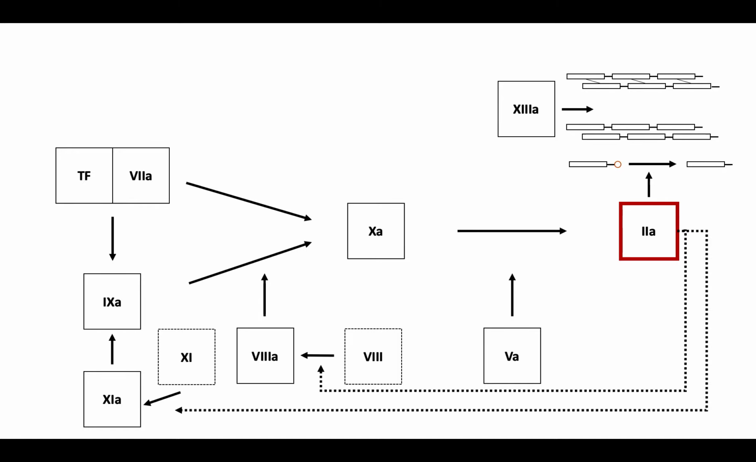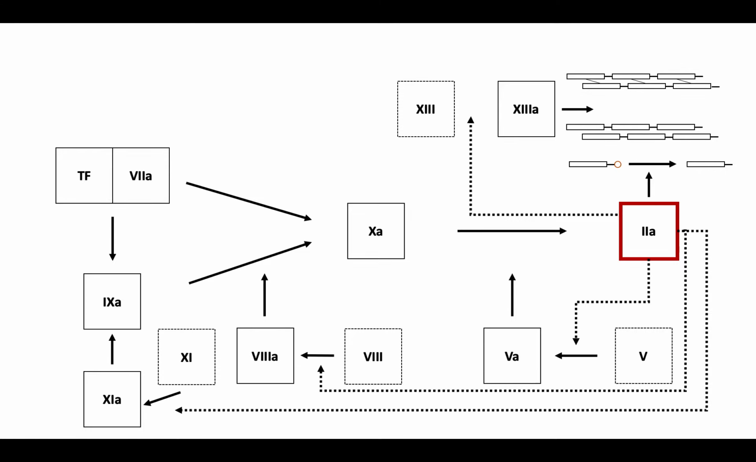Next, focus on factor 5. Thrombin activates factor 5 to 5A, which allows it to work as a cofactor for 10A. Now let's focus on factor 13. Thrombin acts on factor 13 to activate it to 13A. This allows 13A to successfully cross-link fibrin. By activating these factors, additional thrombin is generated, thus continuing the process of clot propagation.